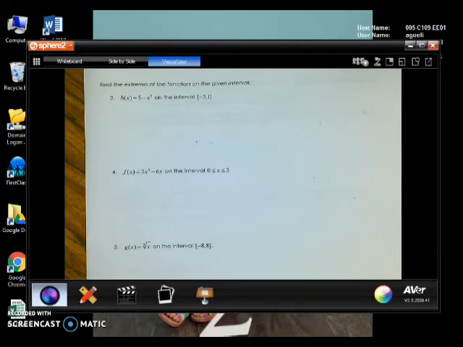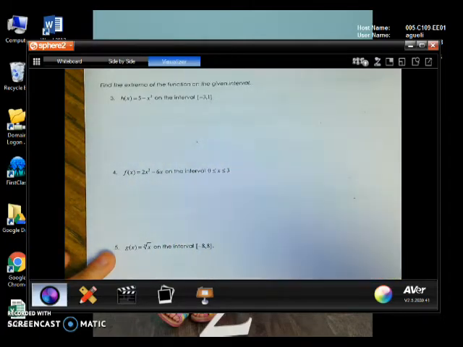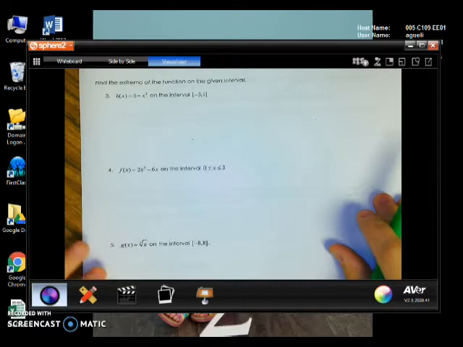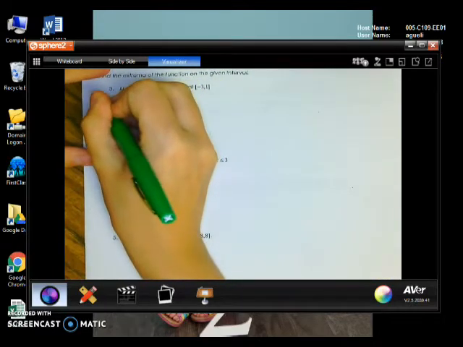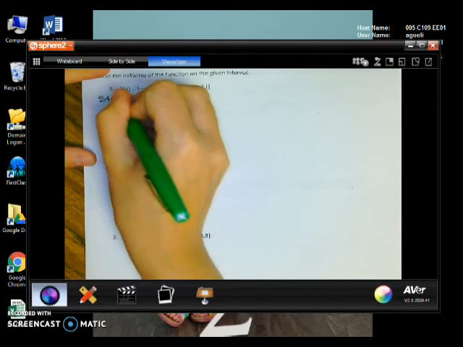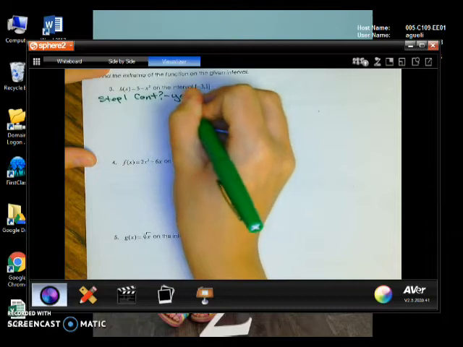Okay, so in number 3 it says find the extrema of the function on the given interval. The first thing we want to do is check its continuity. We want to make a statement saying that it is continuous, if so. In this one, this is a polynomial. We're not dividing by a variable anywhere. We're not taking the square root of anything negative, right? So this is going to be continuous. So I would say something to the effect of step 1, is it continuous? And then I would say yes.